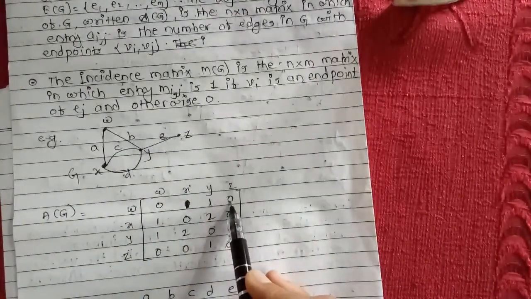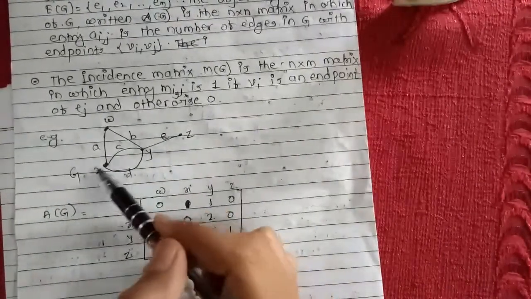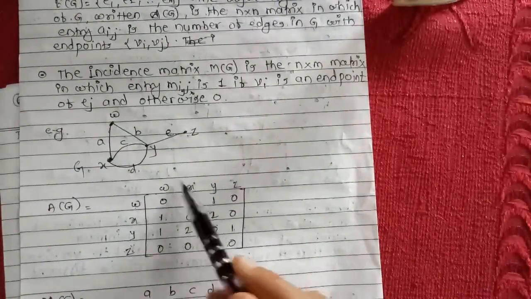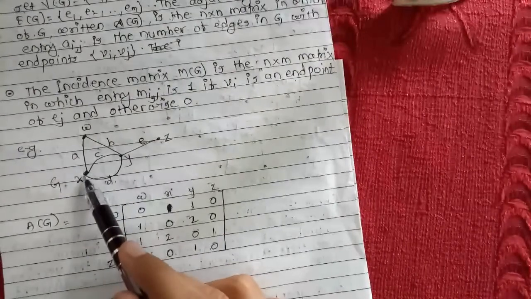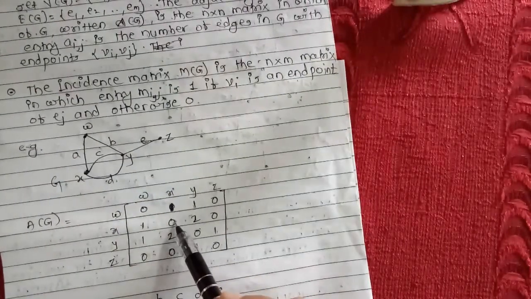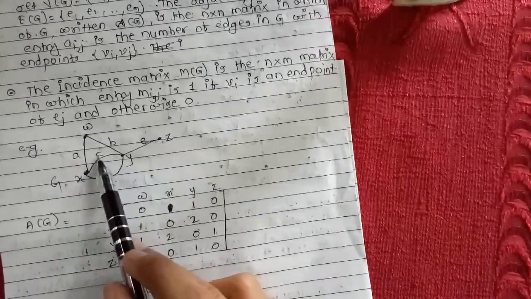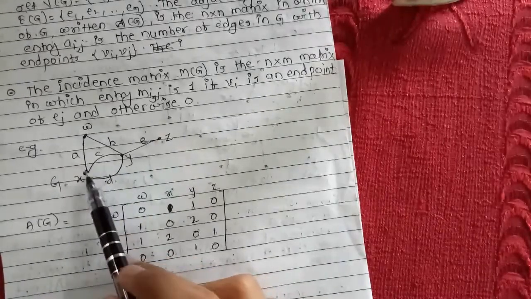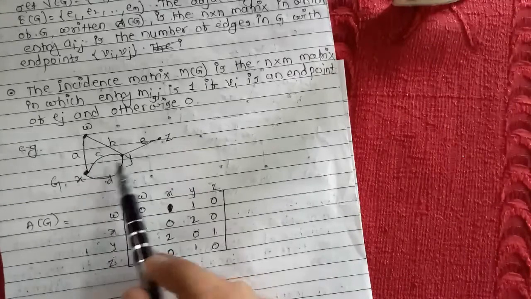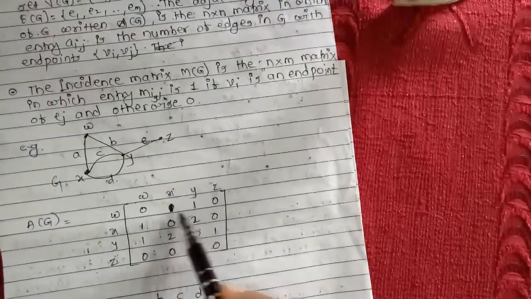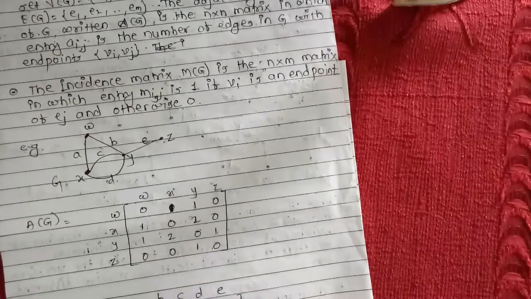Therefore, here is 0. Now, X, W. There is only one edge. Therefore, we put 1 here. X, X. That means there is no loop. Therefore, here 0. Now, X, Y. Here X and Y, there are two edges, C and D. Both are between X and Y. Therefore, the number of edges here is 2. Similarly, we can find all the other entries, right?